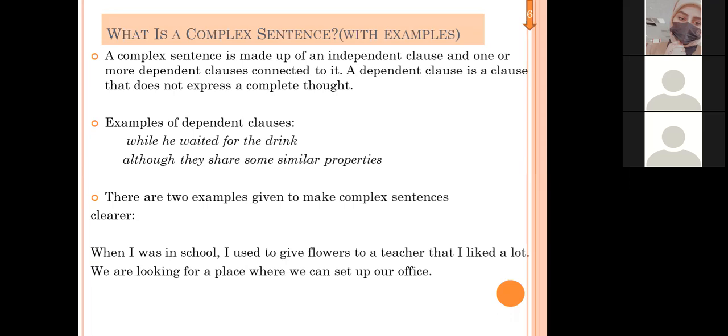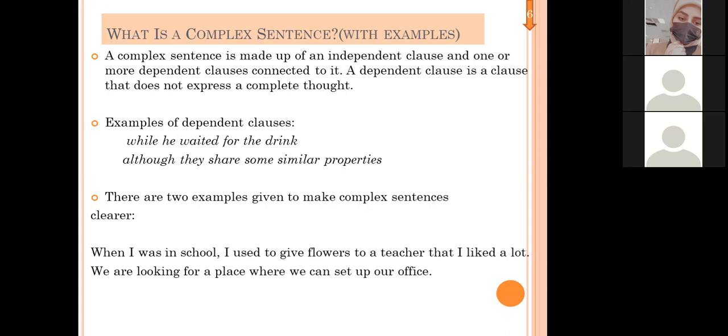A complex sentence is made when a main clause and a subordinate clause are joined with a connector. Example of a dependent clause: while he waited for the drink. Also, they share some similar properties. These are two examples to make complex sentences clearer.